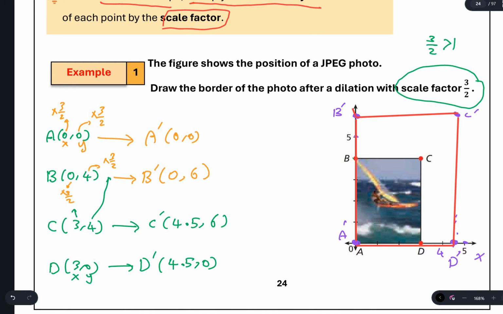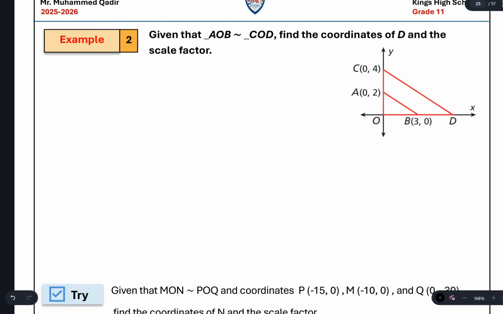Okay, students, let's jump to the second example. In this example that you can see on the board, given triangle AOB and triangle COD, they are similar. Find the coordinate of D and also the scale factor. So it is asking two things, the coordinate of D and the scale factor.